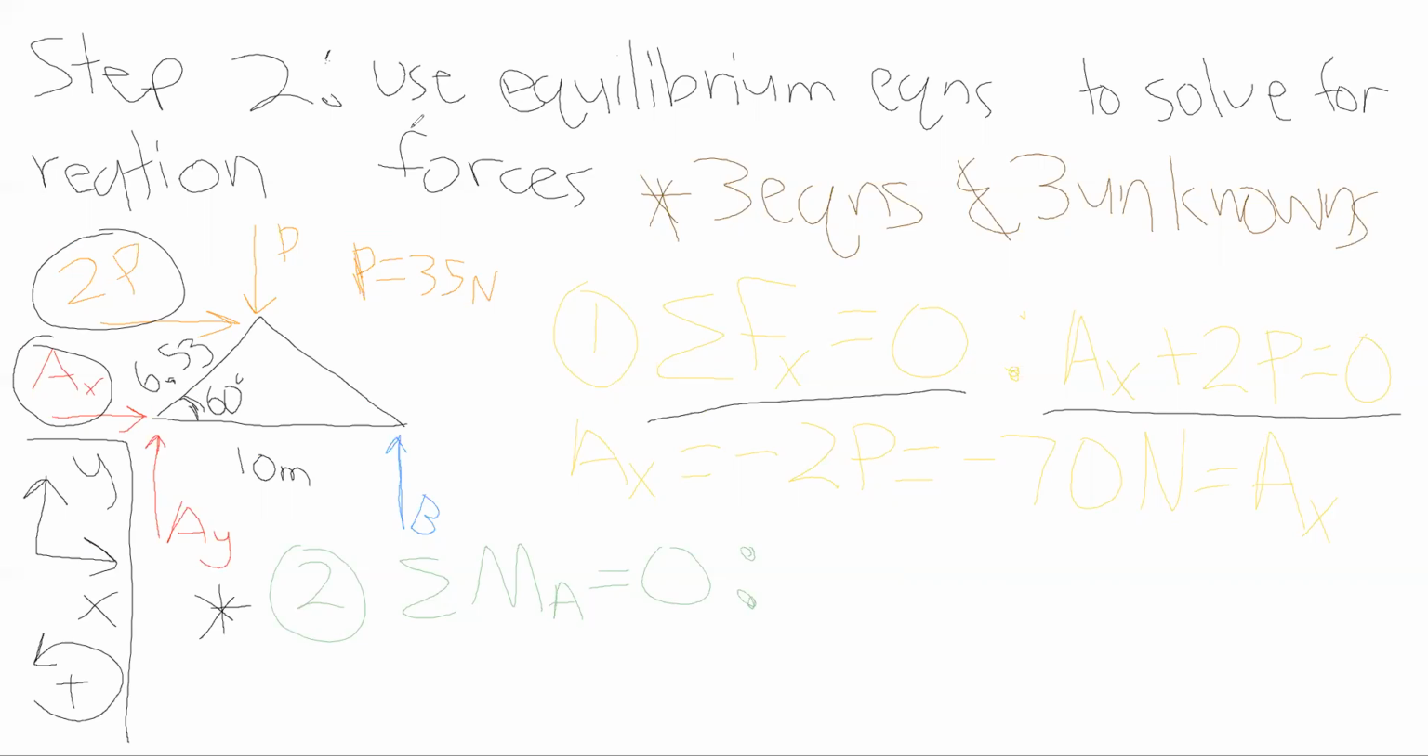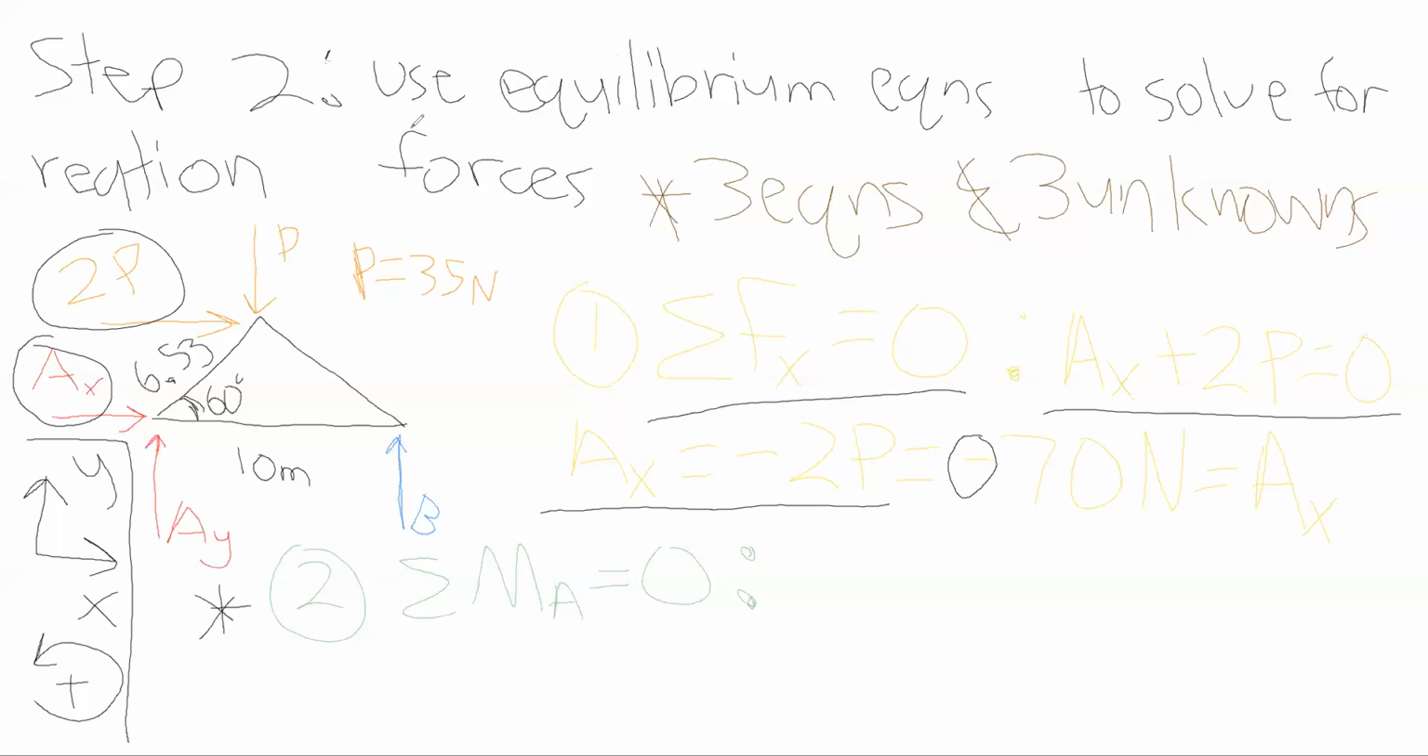Now we're solving for AX because we know P is equal to 35 newtons. So we get AX is equal to minus 2P. And we know P is 35. 2 times 35 is 70. So AX is equal to negative 70 newtons. This negative sign here means that AX is actually in the opposite direction that we drew it in this picture. So AX is actually pointing to the left. That's what that negative sign means. Great. That wasn't too bad.